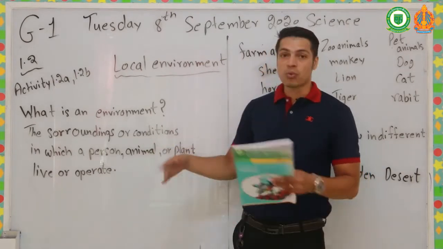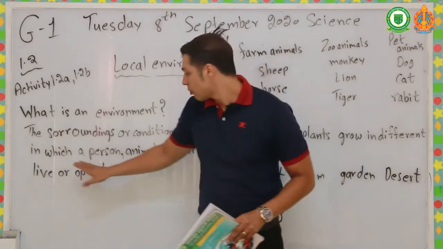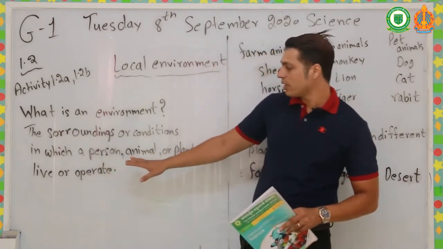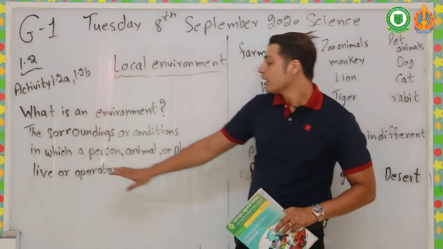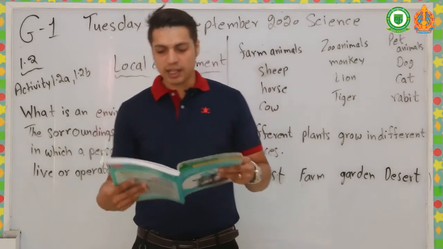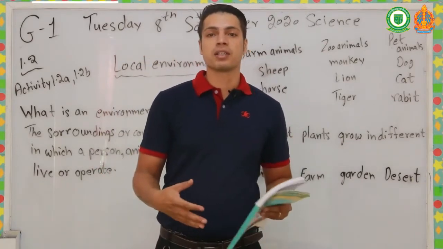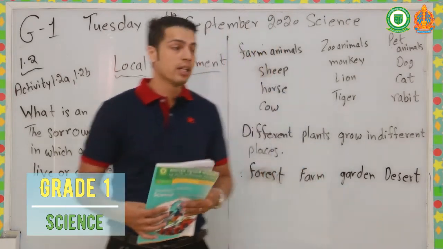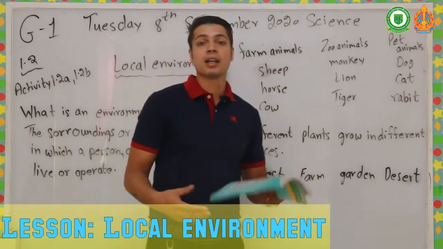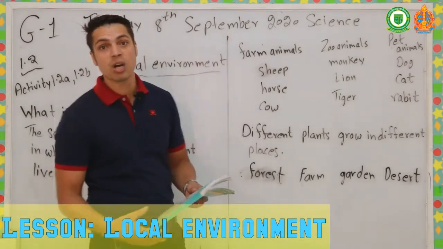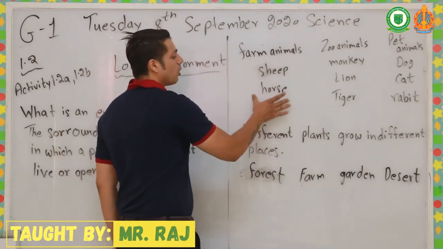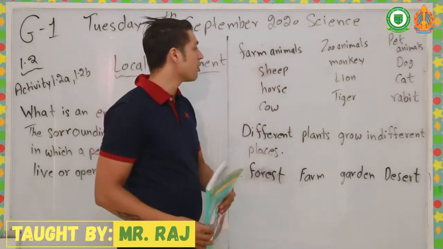Okay, conditions like weather. Okay, conditions in which a person, animal or plant live or operate, or we can say in which all living things live or operate. Okay, so like different animals live in different places and they have different environments. So have a look here, farm animals that live in the farm because they have an ideal environment, okay, ideal surroundings for them to live there, like sheep, horse, cow and some other farm animals.